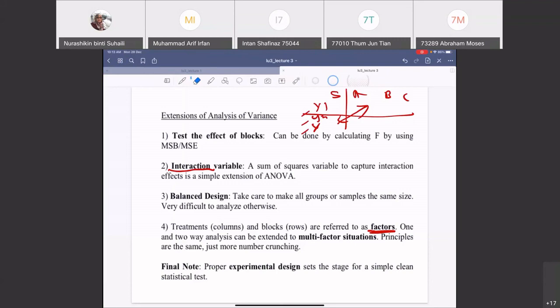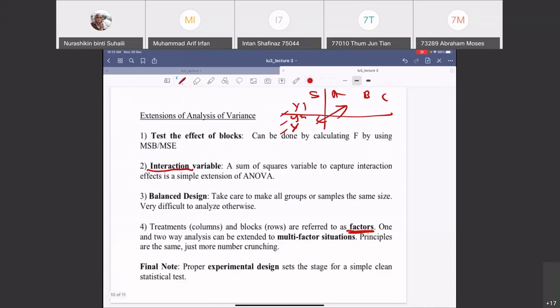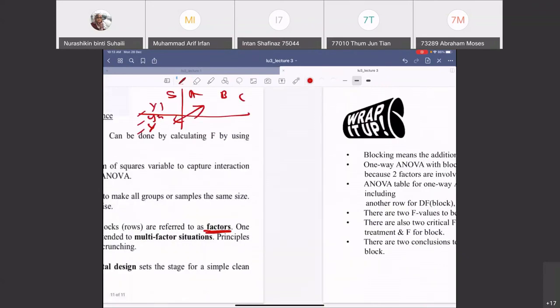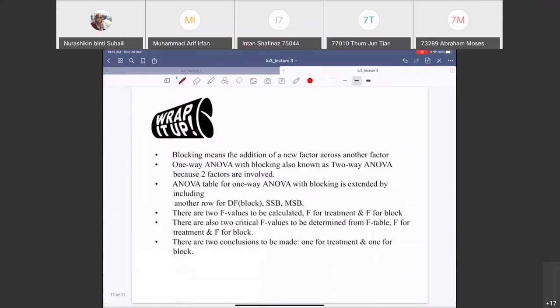One-way and two-way analysis can be extended to multi-factor situations, but it will be more complex. The number crunching will be more. Okay, so that is for you to know. And this is actually just to introduce you to blocking. Perhaps we might not be asking you that much, but you just have to understand what blocking is. Okay, so it's very short for this one.